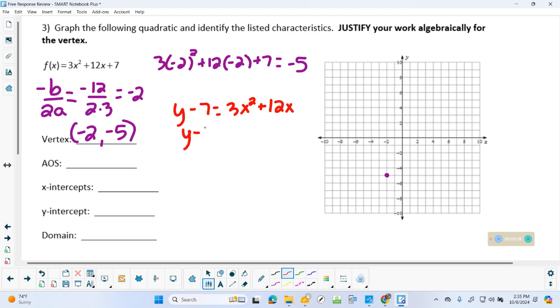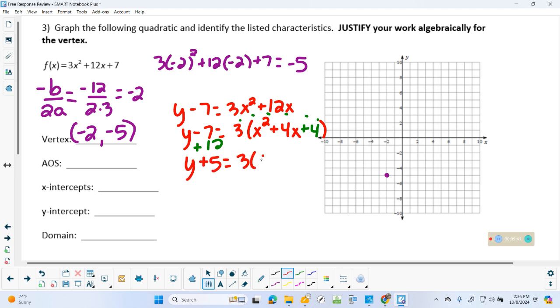I'm not going to get crazy and do it all, but just a reminder, you'd have to factor the 3 out and then find that new third term. Half of 4, 2, 2 squared 4. Don't forget that's really a 12 I put over there. And take it from that. If you like completing the square and you're like, I'm better at that than remembering opposite of b over 2a, be my guest. So we're going to have 5 here.